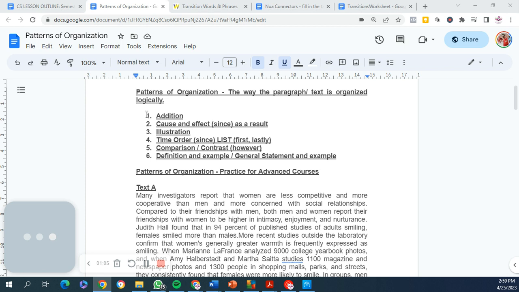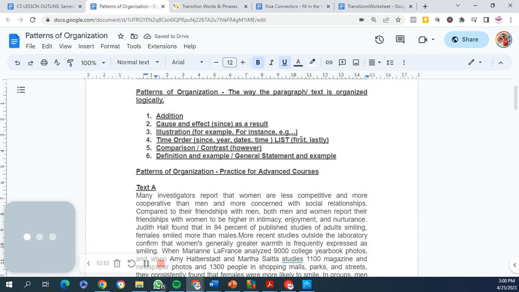So if you look at the screen here, you can see that the patterns of organization, the way we organize information, are exactly the same groups as the connector groups: addition, cause and effect. And we can see an example of words of cause and effect: since, as a result; illustration, which means examples. Examples of illustration words can be, for example, for instance, EG, and other. You can look at the table on the Nearpod. There's a link. Time order, and of course, I'm going to add here since and years, dates, time. All of these show me time order.